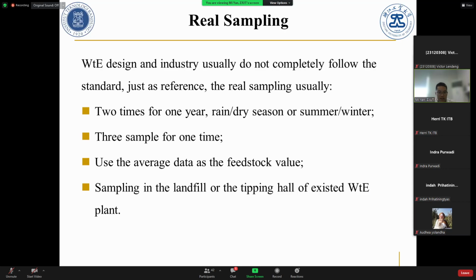And we do not sample so many sites. Usually only one place: the landfill or the tipping hole of an existing WTE plant. If we go to a city that has no WTE plant but has a landfill, we just go to the landfill and collect the sample there. If they already have a WTE plant, then we go to the existing WTE plant's tipping hole and get the samples.